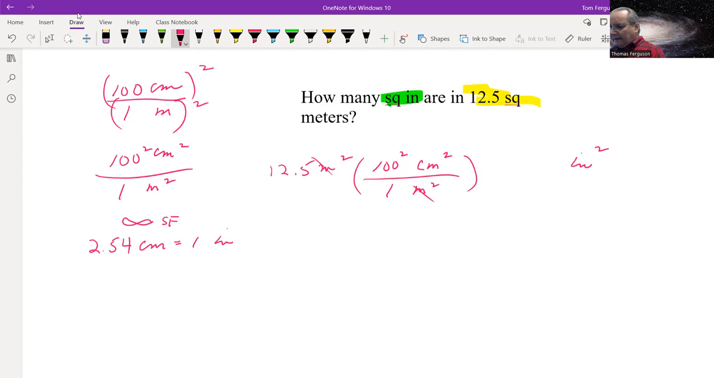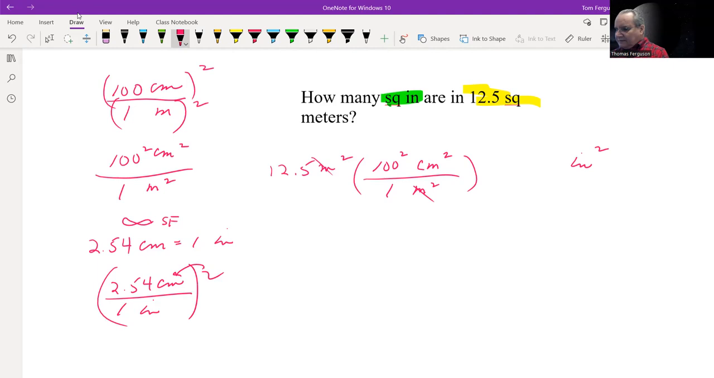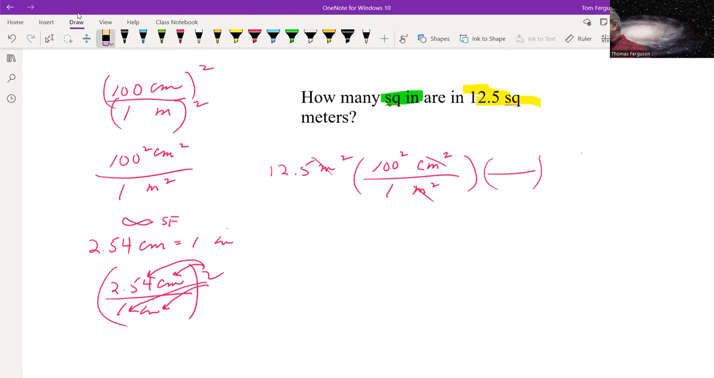So if we're going to square that, we need to square all items. And also we need the inversion of that because we need the square centimeters to cancel. So once the square meters cancel, once the centimeters squared cancel, we're left with square inches, which we want to calculate.